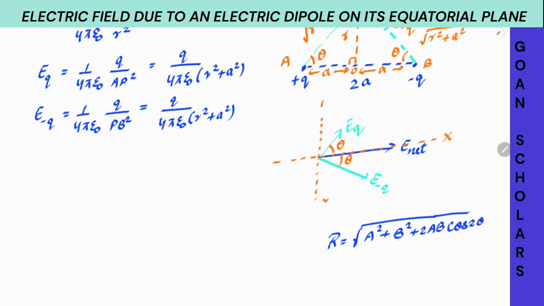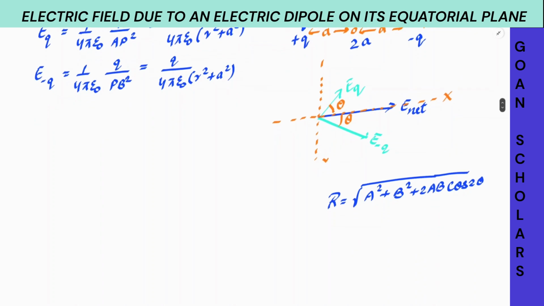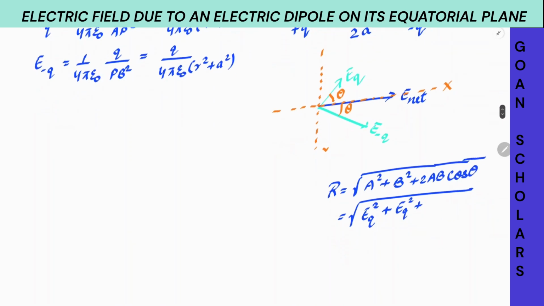Now this method is not given in your textbook, but let's solve it this way first so that we understand the concept, and then we will go back to the method given in the textbook. So R is root under A square plus B square plus 2AB cos theta. We will now substitute. A is the electric field E_Q, and B, which is E_minus Q, is the same as E_Q. So let's write it as E_Q only. It doesn't make any difference because magnitude wise both are equal.